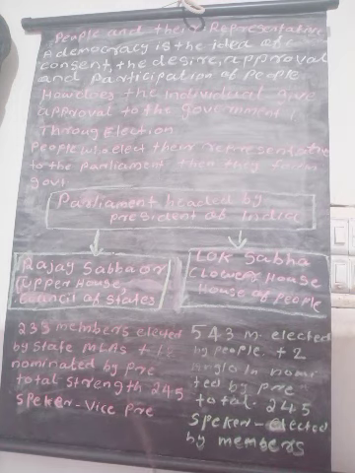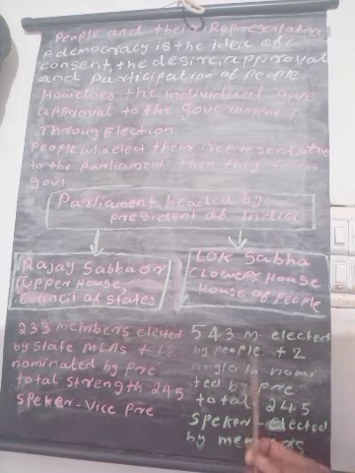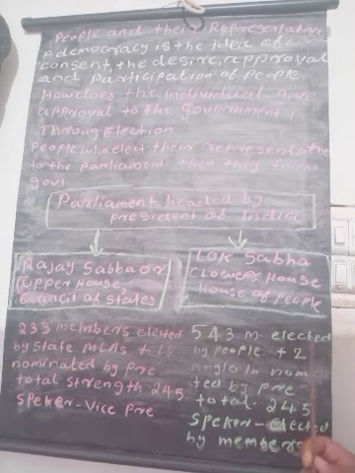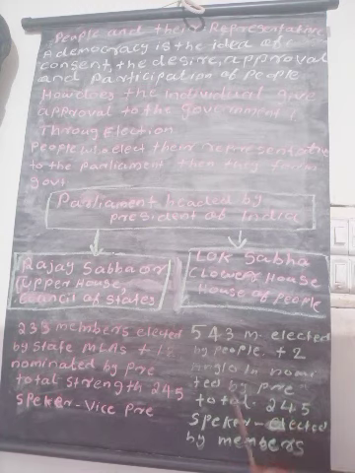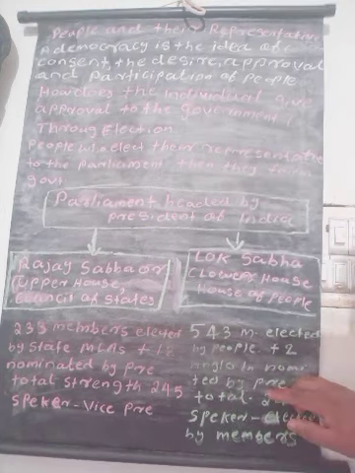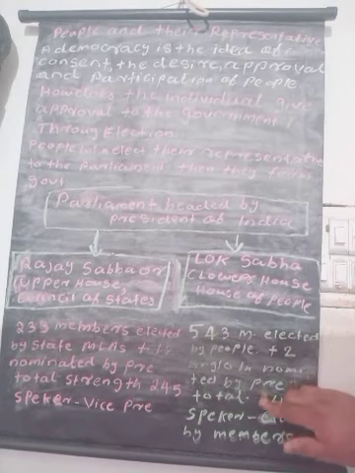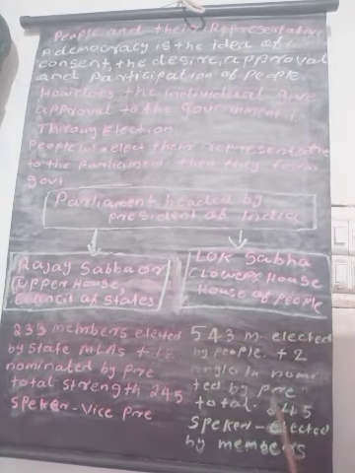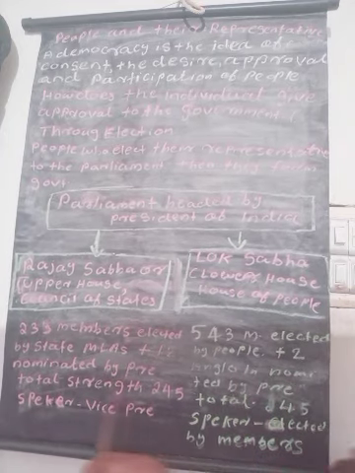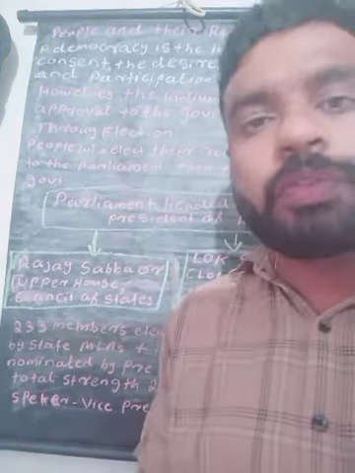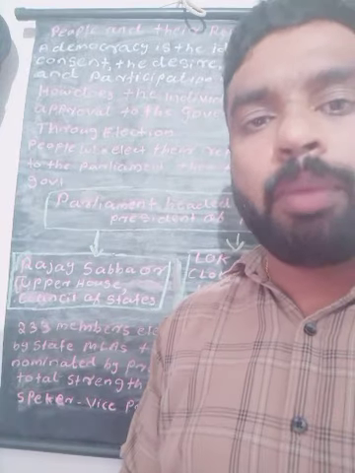About the Lok Sabha, 543 members are elected by the people, plus 2 are nominated. Like that, 545 is the total number. Sorry, not 245, here it is 545. So 545 members is the total number. The speaker is elected by the members of Lok Sabha.